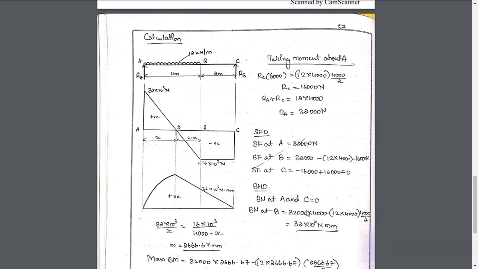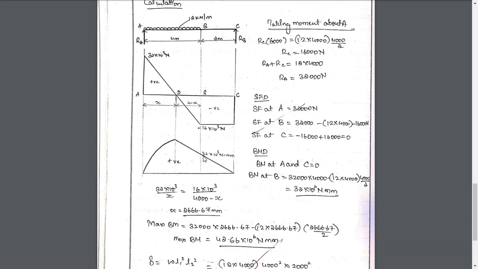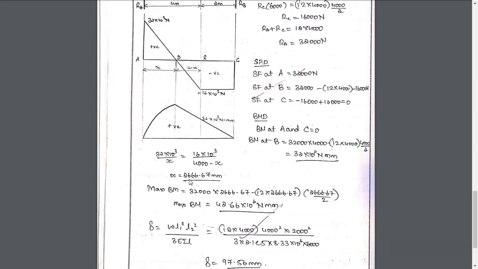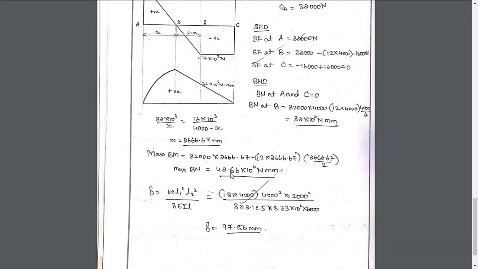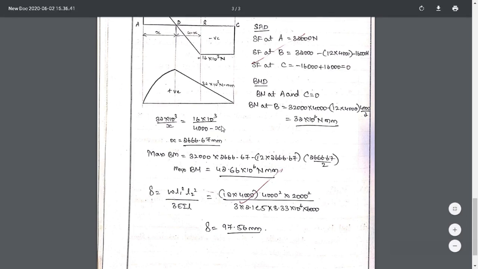See, this is about bending moment at point B, but maximum moment occurs at this point D. So we need to find out the value of this distance, at what distance the maximum moment is occurring. See, here the maximum moment is occurring at a distance of 2666.67 millimeter. Therefore, for maximum moment, we need to take the moment about this point D. If we take the moment about this point D, we'll get the maximum bending moment as 42.66 into 10 power of 6 Newton millimeter. Since the calculation part you have done already in third sem, I'll be telling this briefly so that I can concentrate more on the ANSYS results.